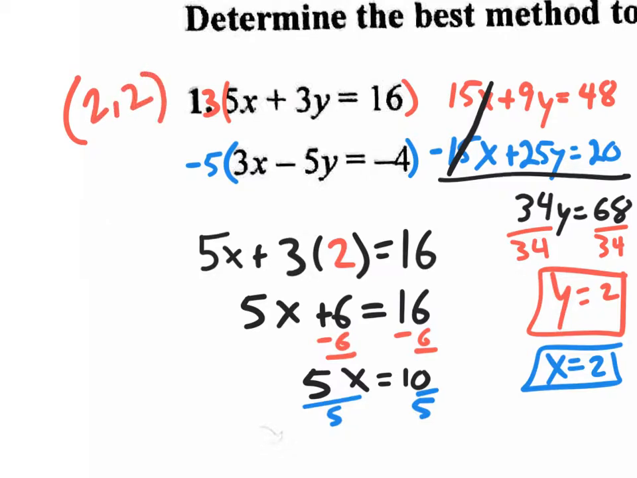How could you double check? All you got to do is plug it into each equation and see that it actually gives you 16 up here and negative 4 down here, which it does.